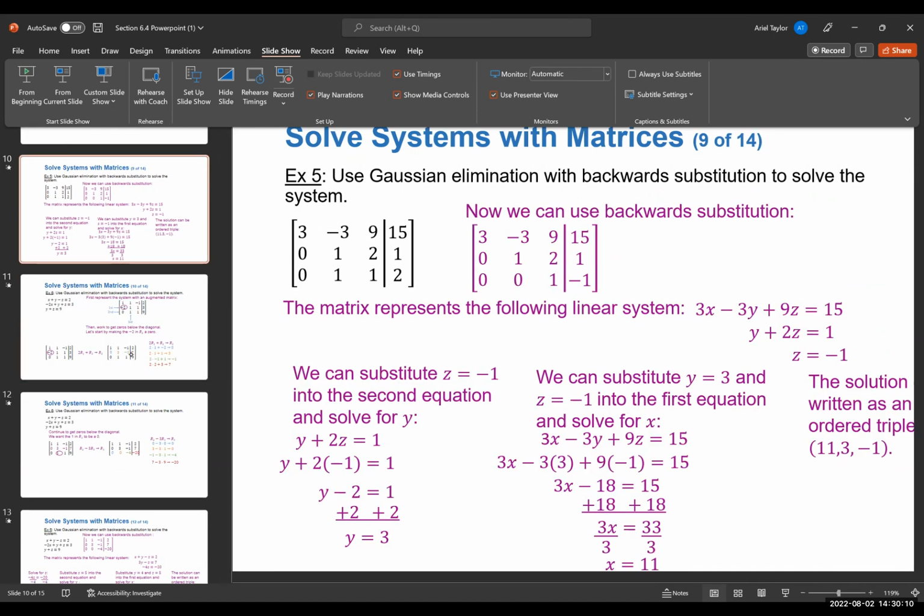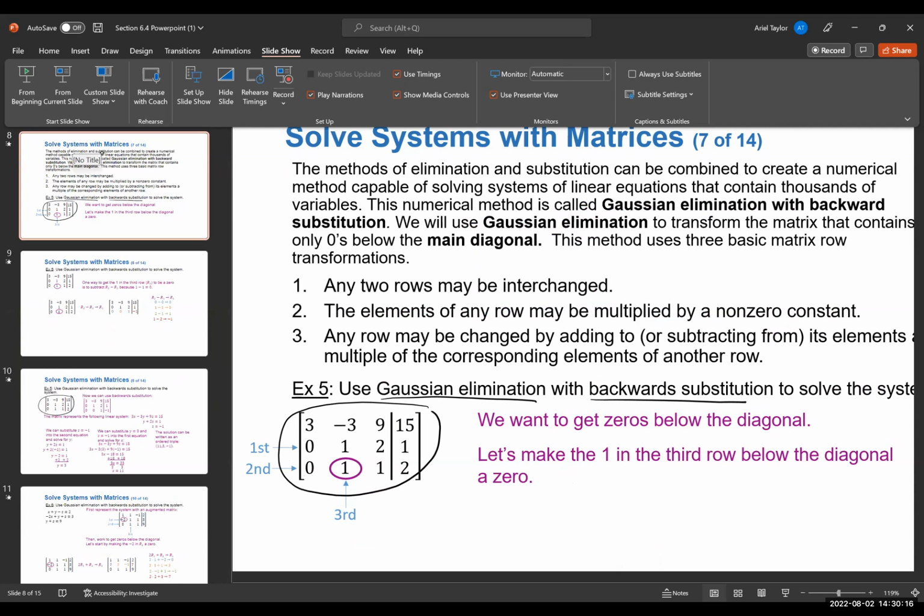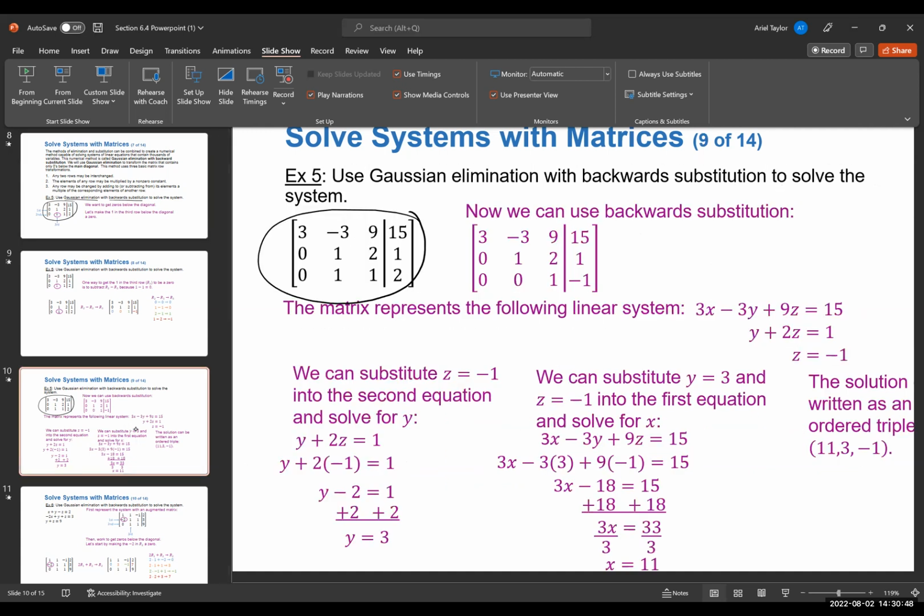What we're instead going to do is we're going to take this calculator, we're going to take this calculation that was given to us for number 5, and we're going to just put in the calculator. So clear it out. 3, -3, 9, 15, 0, 1, 2, 1, 0, 1, 1, 2, and solve. There's your answer, 11, 3, -1. If I skip down to slide 10, that is exactly what it was asking me for, 11, 3, -1.